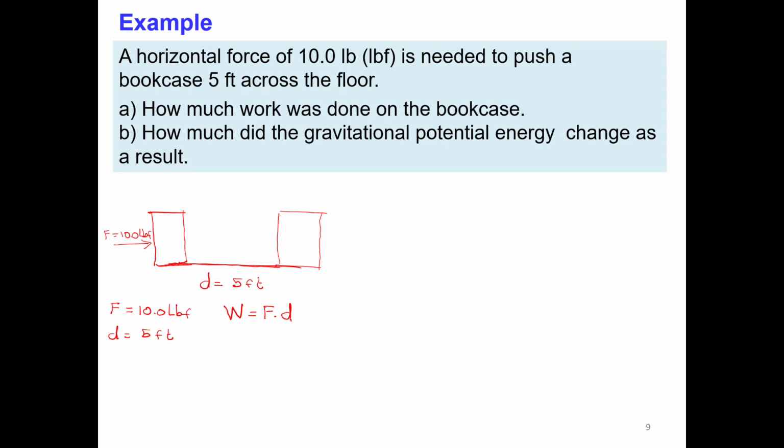In this case, before calculating the work, we need to check if the units are consistent. Force is in the American system, distance is in the American system, so no problem. Both quantities are in the English system, so we don't need to do any conversion. We just need to calculate the work. Then force multiplied by the distance, then work is 50 feet.